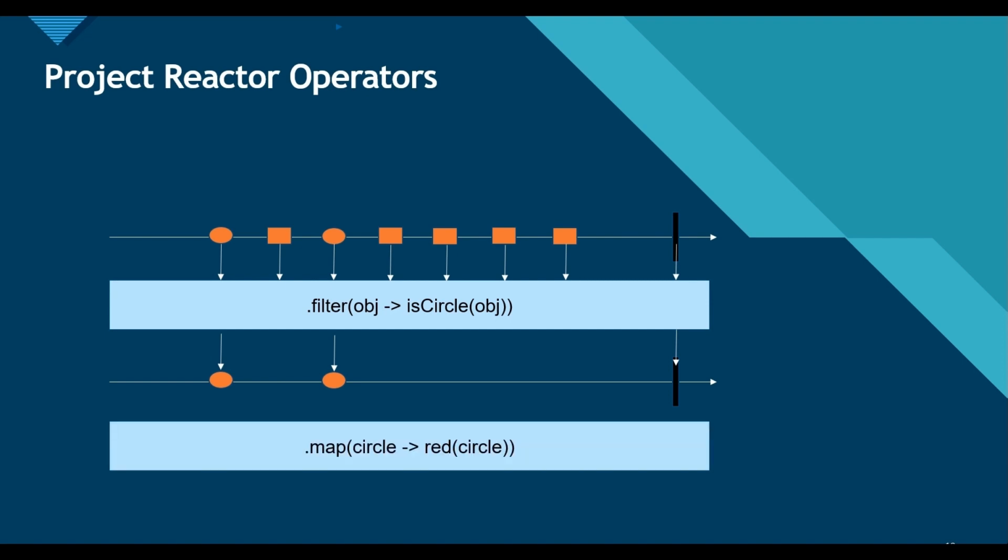Now let's see another operator, the map operator, that will convert the stream into another stream by mapping one object into another. In the map operator, we are converting a circle to a red circle. We are changing the color of the circle. So the first circle gets converted into the red color, and the second is also converted into the red color. And finally, the on completion event is allowed to pass through the map operator onto the new stream.